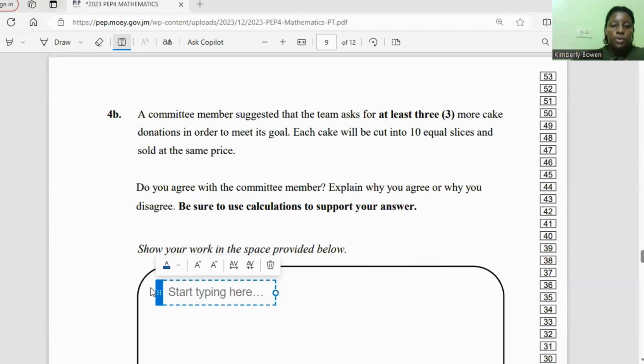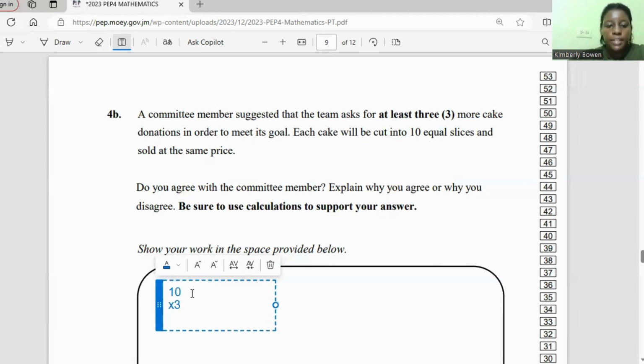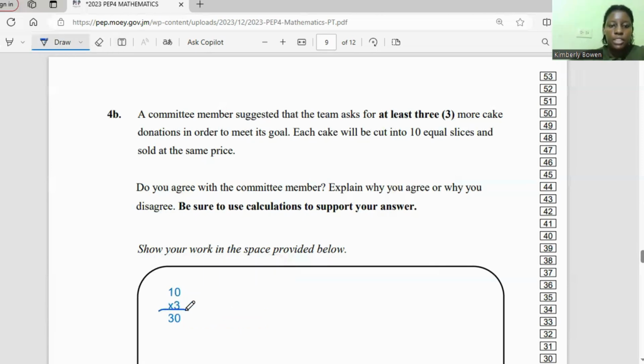All right, so we have 3 more cakes, that would be 30 slices, because each cake has 10 slices. So we say 10 times 3 is 30, right? That's 30 slices of cake. And it's sold at the same cost.